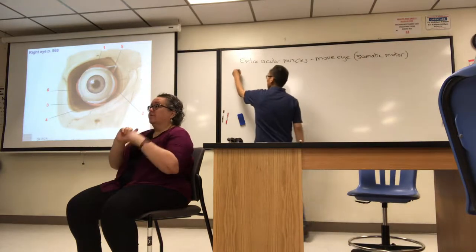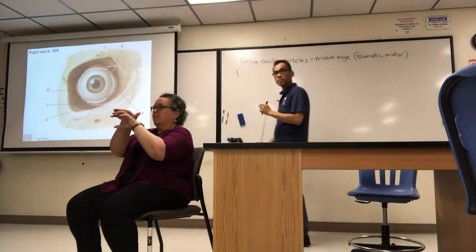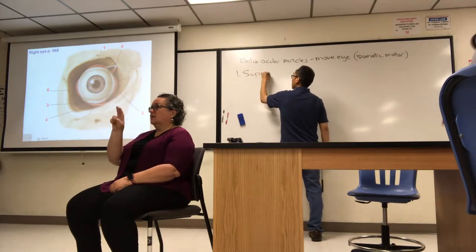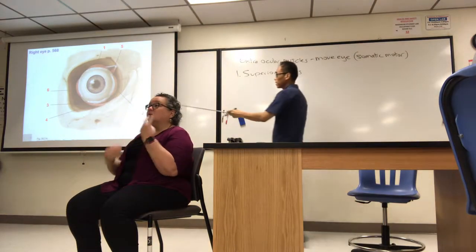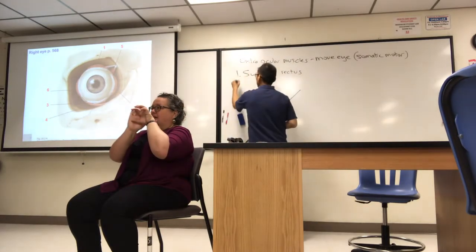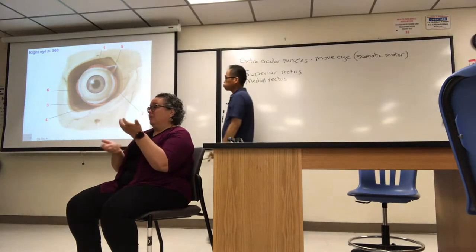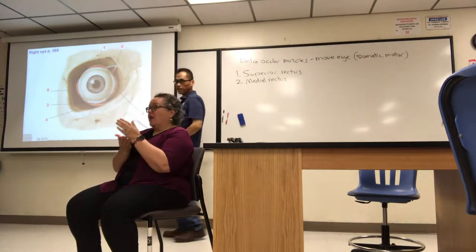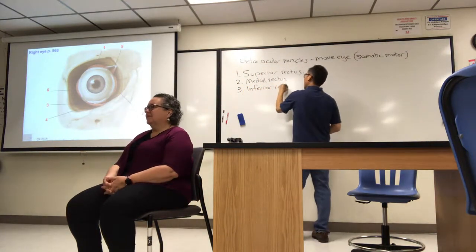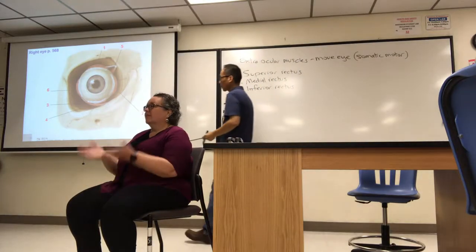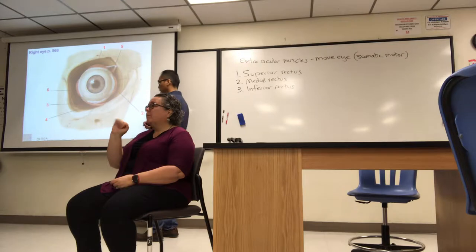Number one, just follow me here, number one's up there, this muscle on top. That's the superior rectus muscle. I'll just put superior rectus. Number two, on the inside. Medially. Medial rectus. Number three. It's on the bottom there. That's inferior rectus. Number four. It's inferior, it kind of inserts at an oblique angle. It's called the inferior oblique.